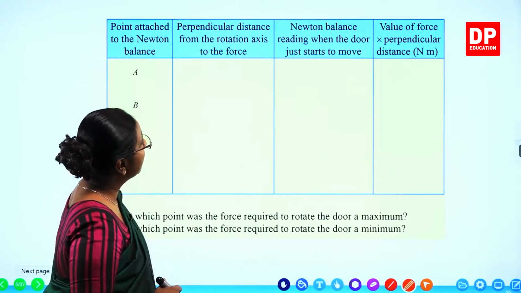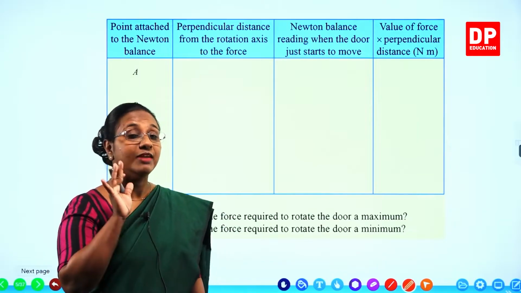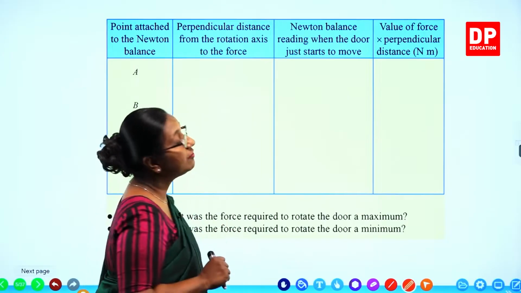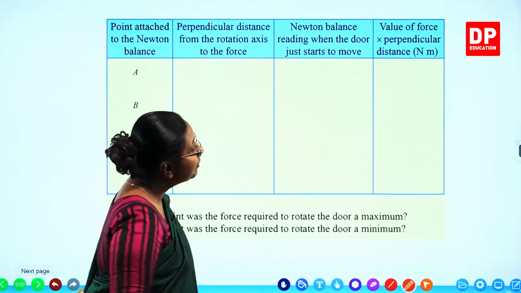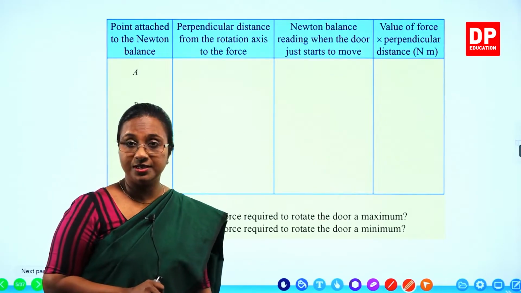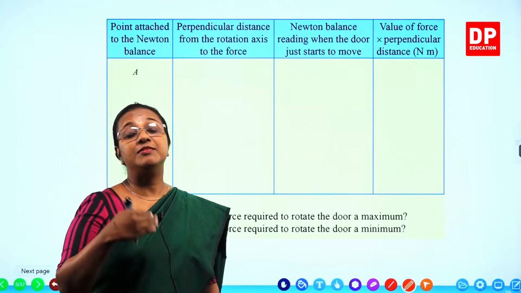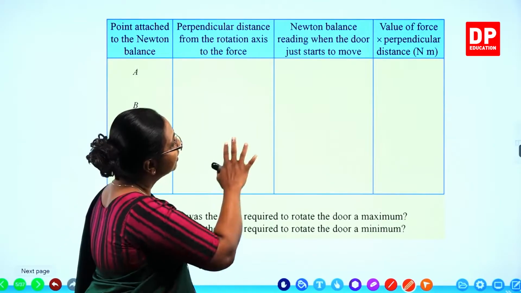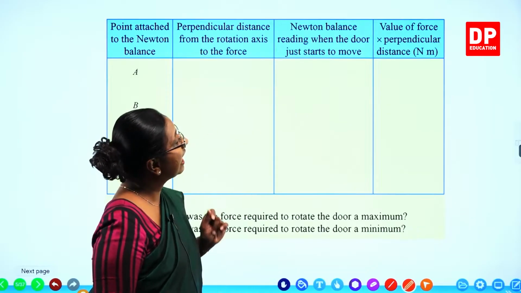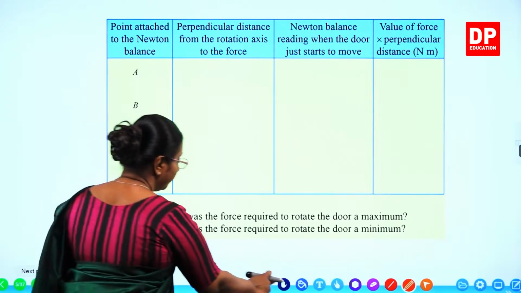Then we have the Newton balance reading when the door just starts to move. I explained that to you all. Then what we do is, we multiply the value of the force by the perpendicular distance. So, force has the unit newtons and the perpendicular distance we measure in centimeters, but we need to convert it to meters. The value of the force multiplied by the perpendicular distance will have the unit Newton meters. So, that is what I am going to fill now.